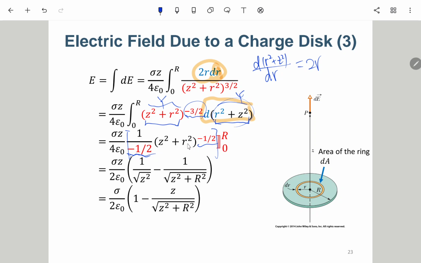So if you put 0 into here, which means small r equal to 0, it turns out to be z squared to the negative 1/2. And then if you put capital R in here, it will be 1 over the square root of z squared plus capital R squared. And then this 1/2 is absorbed here. The negative sign is already absorbed here. So this definite integral is something like this.